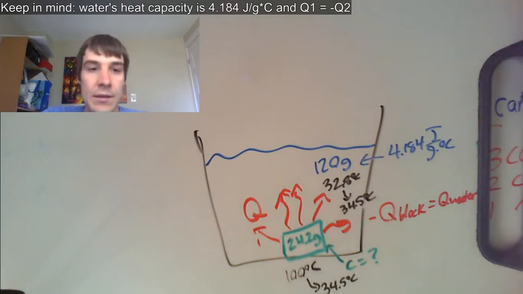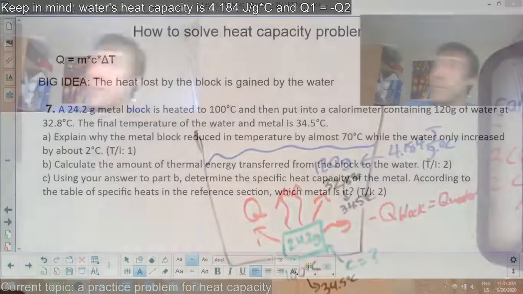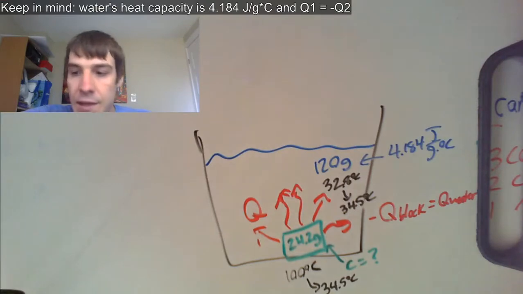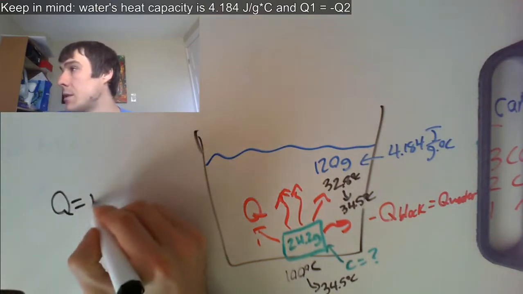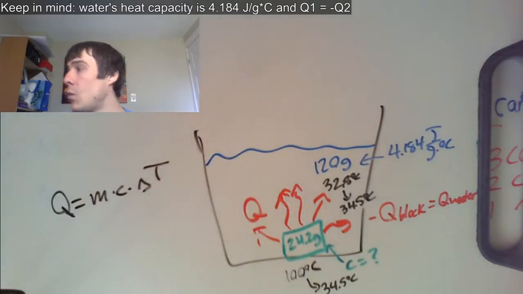Right. So next question here is calculate the amount of thermal energy transferred from the block to the water. Calculate the amount of energy transferred. Well, to do that, we need our equation, right? Q equals m times c times delta T. Which one can we know?